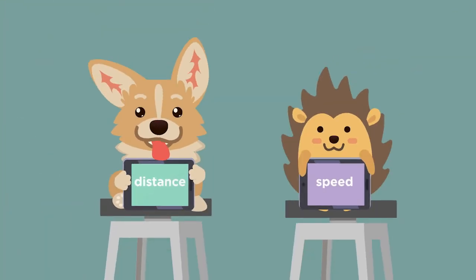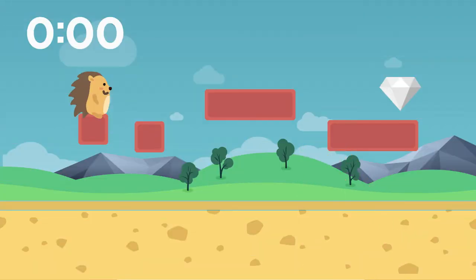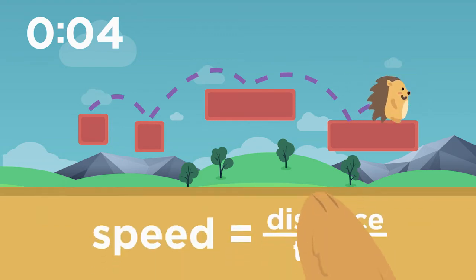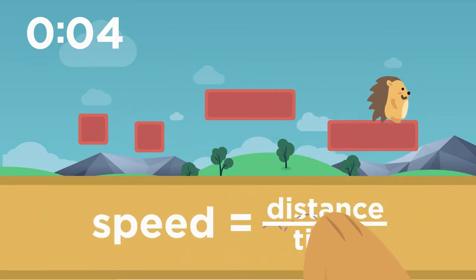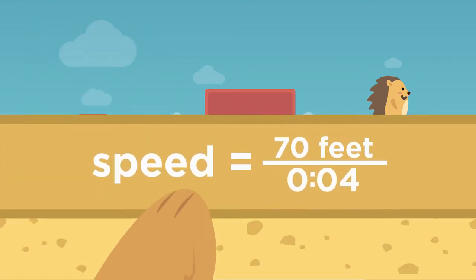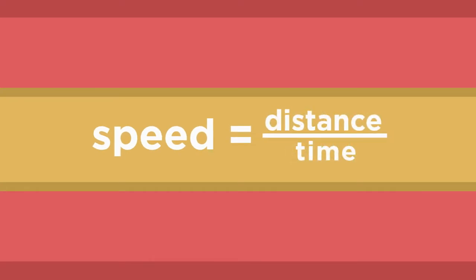Speed refers to how fast something moves. In more technical terms, speed is the distance an object travels per unit of time. You can calculate speed if you know the distance something traveled in a set amount of time. This makes it relatively easy to solve the equation for speed. Speed is equal to distance divided by time.